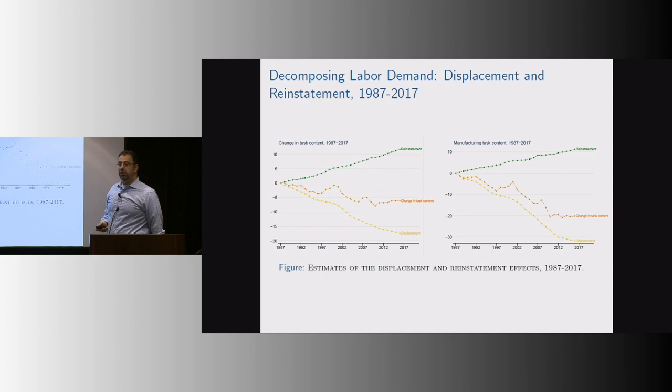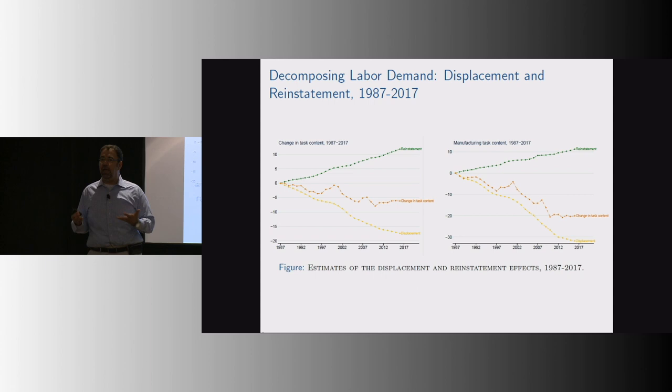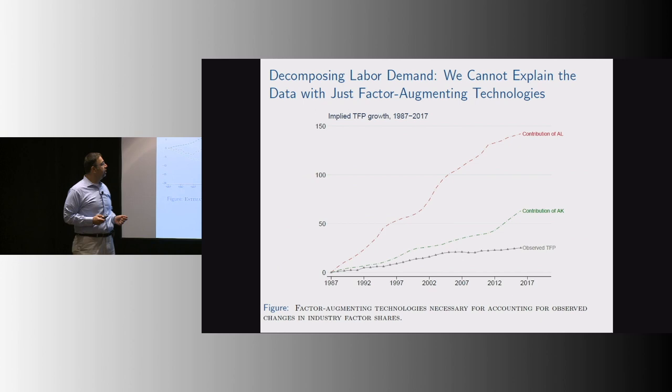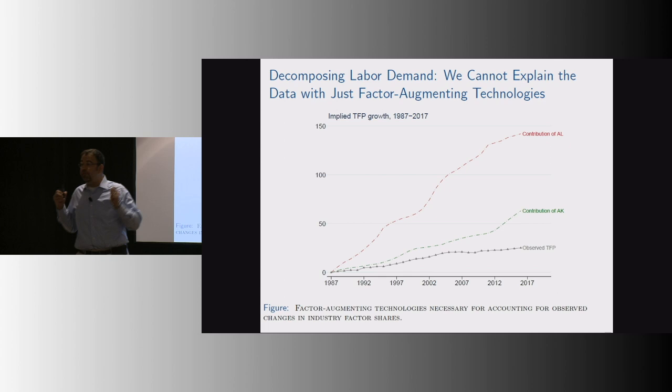Now, of course, at this point, you might say, well, this is all residual. Perhaps it means something else. And it might. Many of the elements that we are measuring in the data, the composition effect is fairly solid, but perhaps we are really wrong on the factor augmenting technologies, et cetera. Well, actually, if you wanted to explain the data without any change in task content, so you fit whatever you need for AL and AK, but no technological regress, this is what you would need.